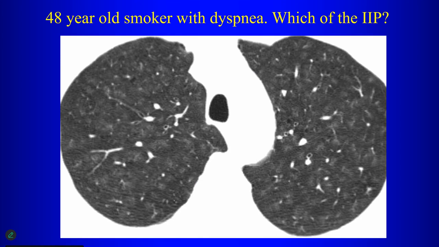Same idea though, here we have a 48-year-old smoker with shortness of breath. Which of the idiopathic interstitial pneumonias is this?